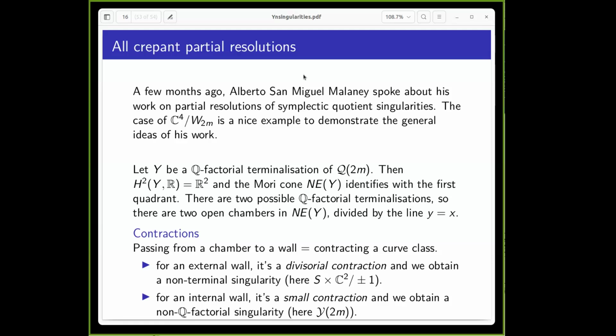Right. Okay. Yeah, I think that, isn't it true that if you look at a Q factorial terminalization and you look at the movable cone there, you're going to see all of the different modifications. So this doesn't require Alberto's work, but he was talking about, for example, computing the Namikawa-Weyl group of these partial resolutions and things like that, right? So what are we using of Alberto's work here?